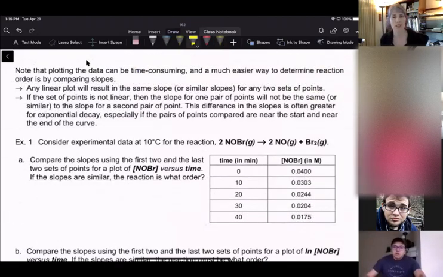If you have Excel, you can open it up, pop that in, and look at those different plots pretty quickly. Or you could compare the slopes.